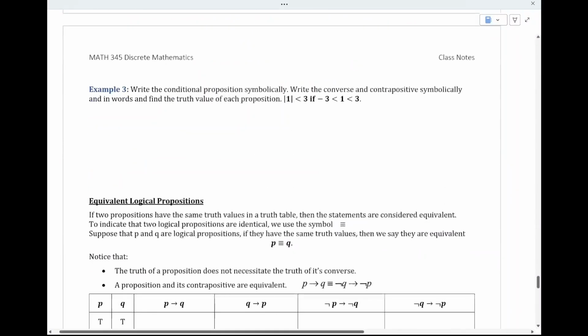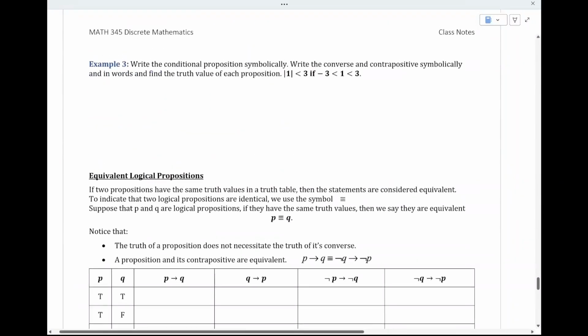Ready to move along to example 3. Write the conditional proposition symbolically. Write the converse and the contrapositive symbolically and in words, and then I also want to find the truth value of each proposition. Absolute value of 1 is less than 3 if -3 is less than 1 is less than 3. I'm going to rewrite this using my classic if-then structure. If -3 is less than 1 is less than 3, then the absolute value of 1 is less than 3.